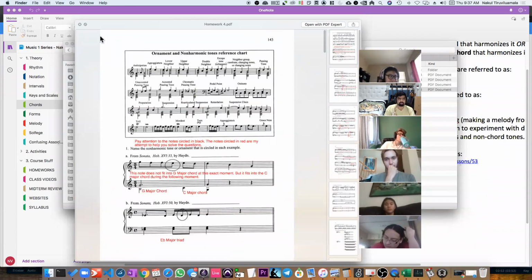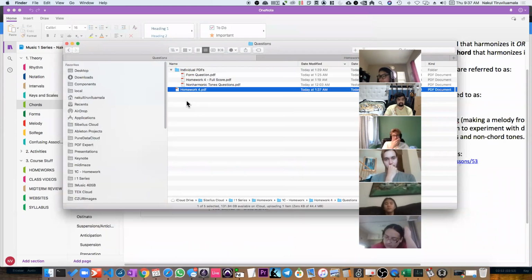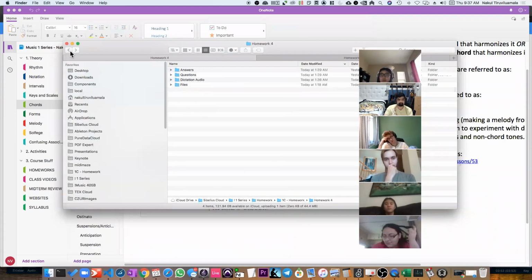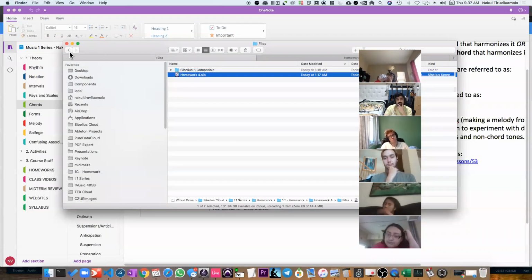Without further ado, the files are there. There's a Sibelius 8 file as well as the regular file. Oh, MusicXML. I didn't export that, but I could export that as well. If you need that, just remind me in case I forget.